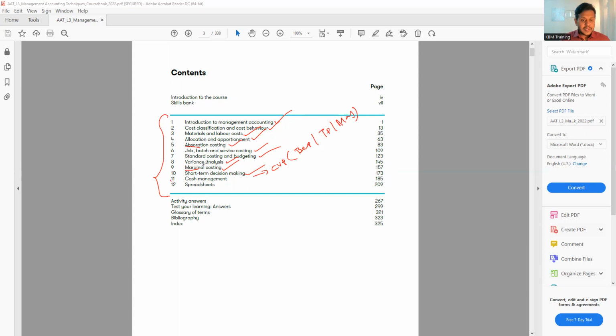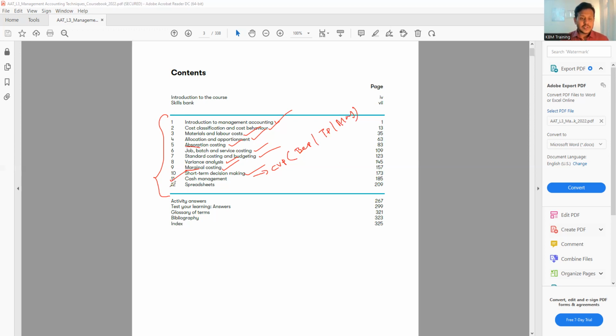Then we have chapter number 11. Chapter number 11, we have a cash management. Here we're going to look at some ratio analysis. For example, how to calculate the profitability ratio, how to calculate the liquidity ratio. All of the ratio analysis we're going to look at from this chapter.